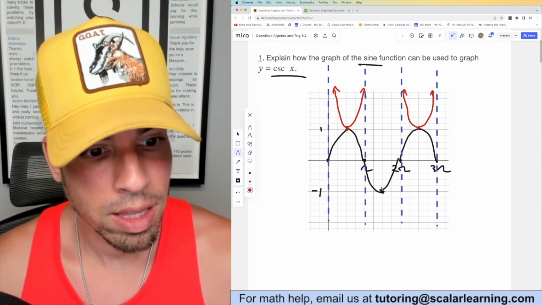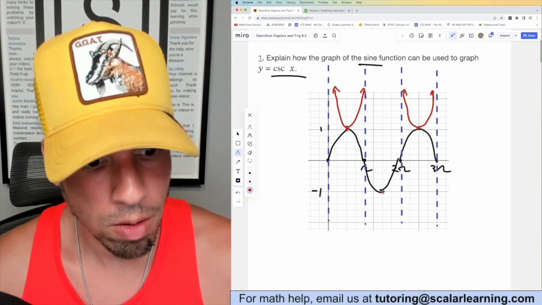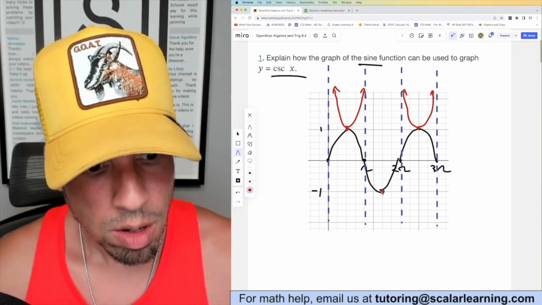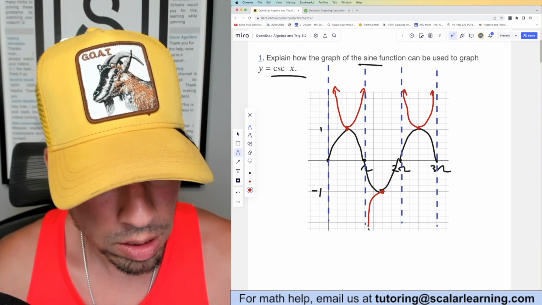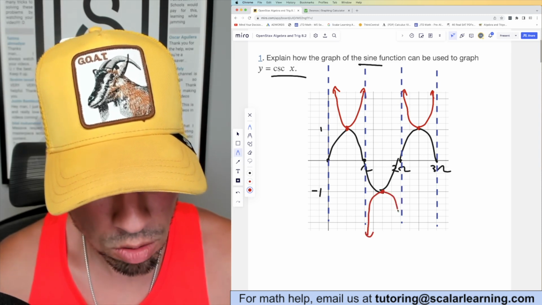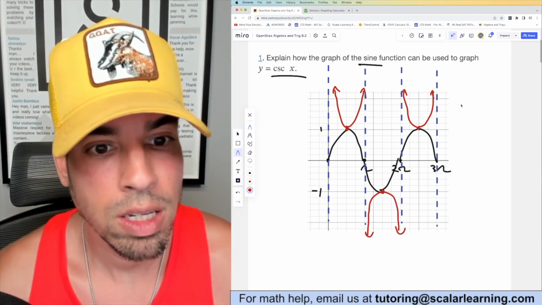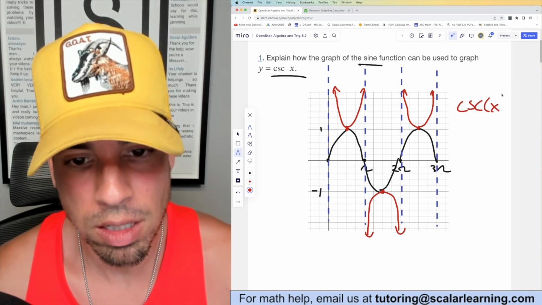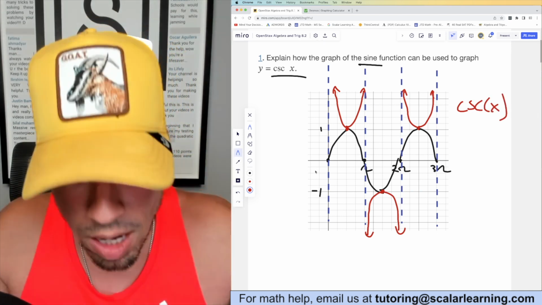And then we also take our minimums. Here I've only drawn one, but take a minimum, and then we make a parabola going down, again bounded by those same boundaries. So you can see that cosecant of x is what's graphed in red. So that's how you use sine to create it.